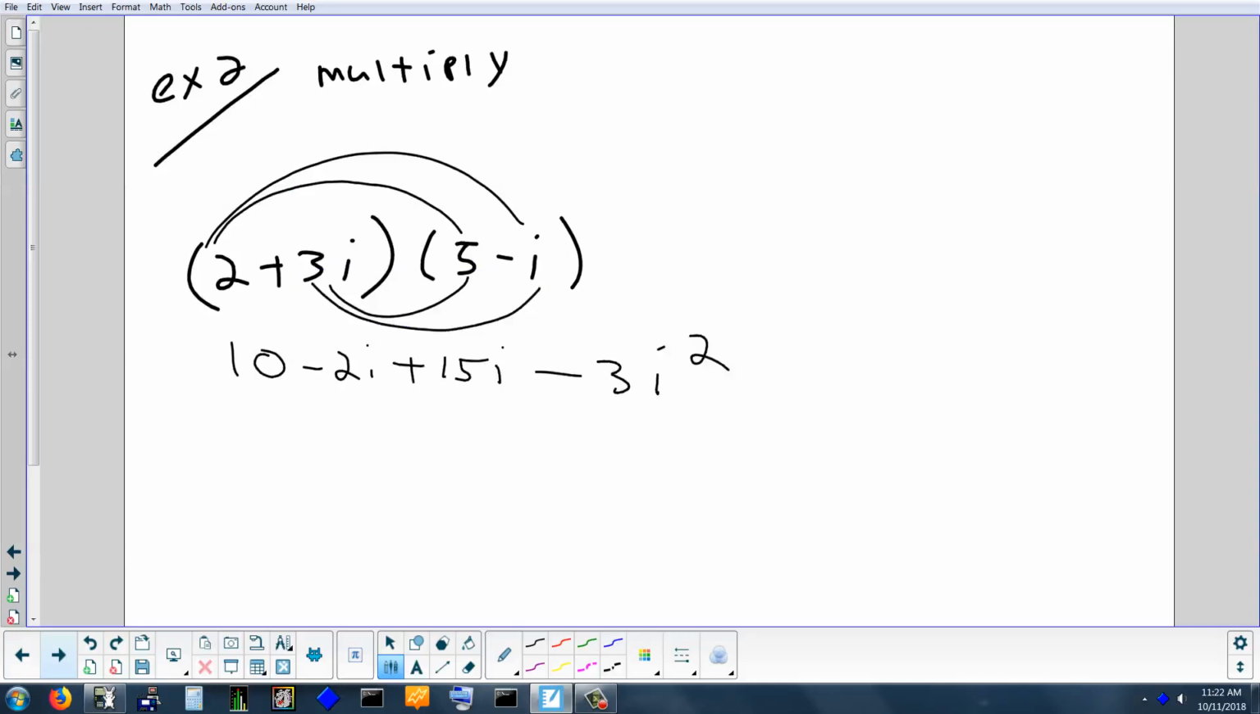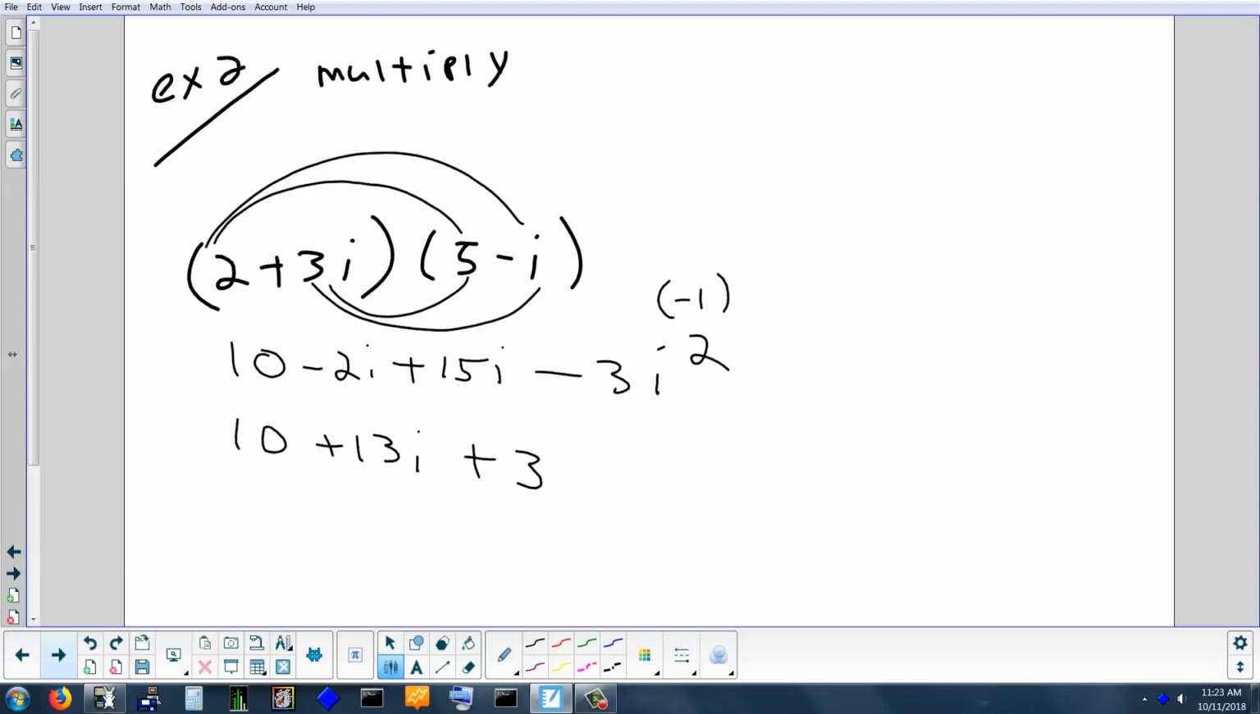Now, a few things we need to do. There's some like terms: -2i and 15i. And there's -3i squared. Well, let's start with i squared. We'll just write it up above. What's i squared again? What number? It's -1. So this last part is minus 3 times -1. What's that going to be? Yeah, +3.